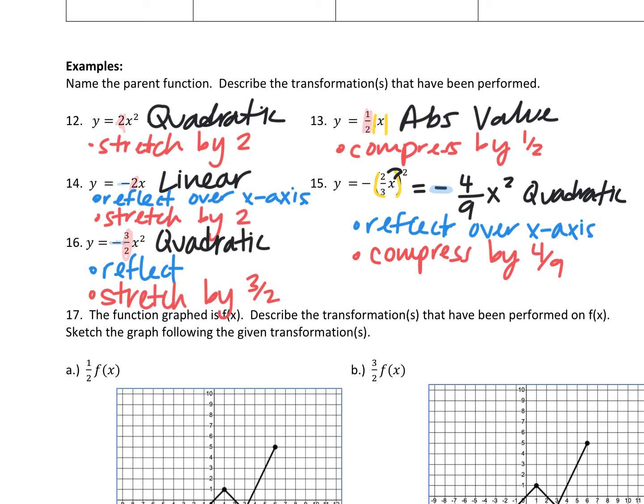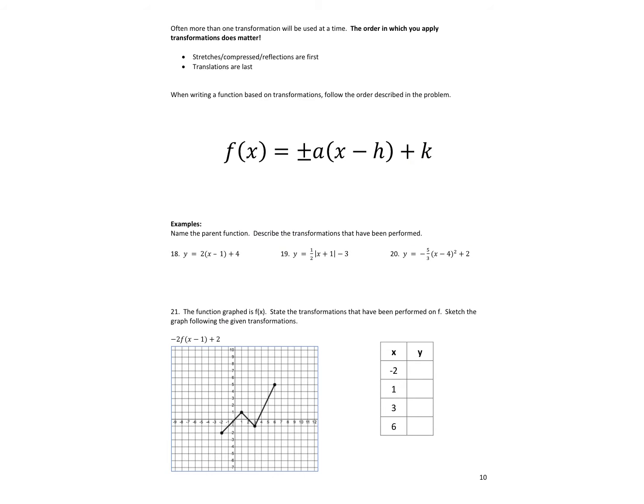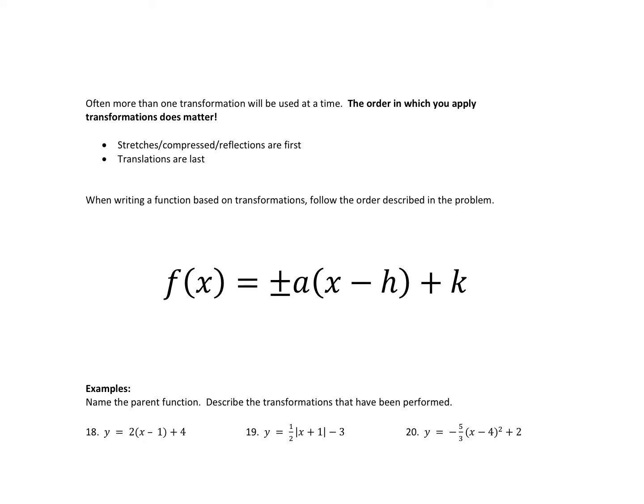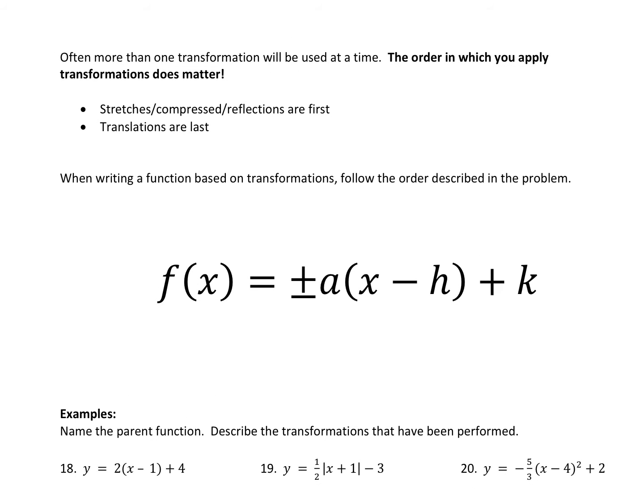We'll move on to just compositions in general now. Okay, so first thing, often you'll have more than one transformation used at a time. The order in which you apply the transformations does matter. You have to have your stretches and compressions or reflections happening first, translations happen last, because stretches, compressions, and reflections are all multiplication, and translations are all plus or minus, so that's addition or subtraction, which in order of operations, multiplication goes first.